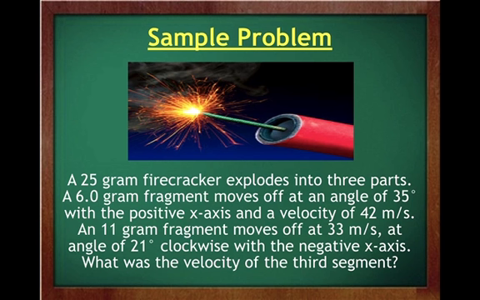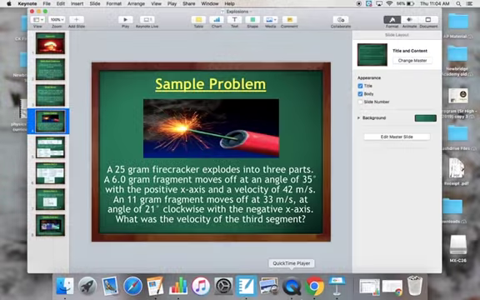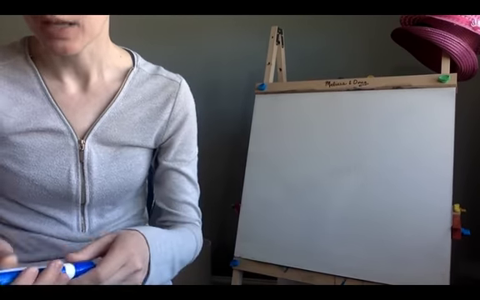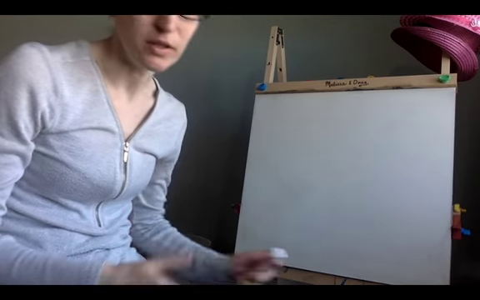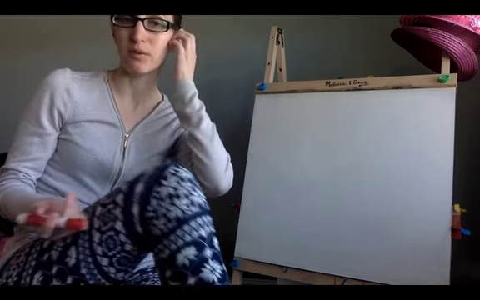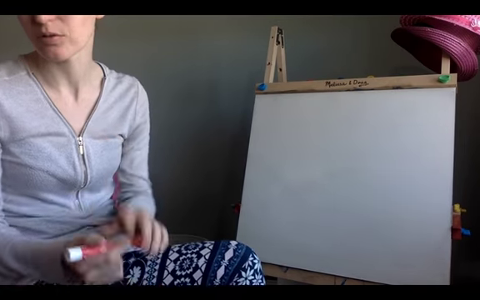We know this firecracker is exploding into three parts, so we can figure out the mass of the third fairly easily by subtracting 6 grams and 11 grams from 25. All right, let's get into this. As mentioned, we have to use our law of conservation of momentum here, meaning the sum of the momentum of the three parts initially will equal the sum of the momentum of the three parts afterwards.